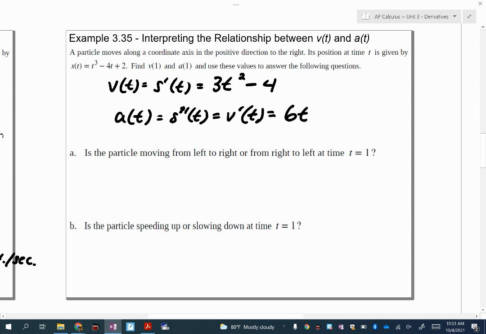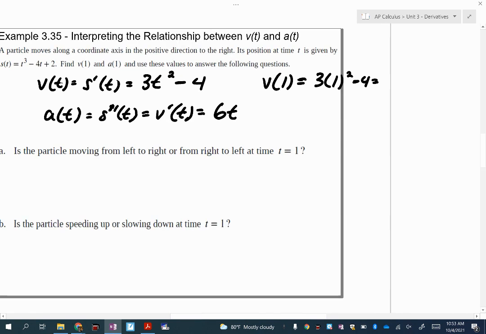Okay, now to find what those values are at time of 1, the instantaneous velocity at 1 second is going to be 3 times 1 squared minus 4, which is going to be negative 1. And then the instantaneous acceleration, I should say, at 1, is going to be 6 times 1, which is 6.